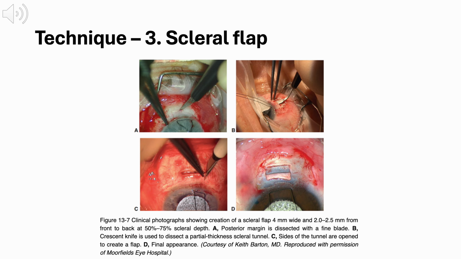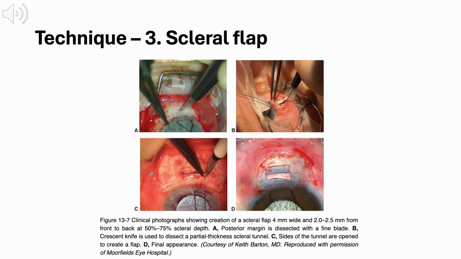These images walk through the creation of the scleral flap in real time. You can see how the posterior edge is first outlined with a fine blade, establishing the depth and direction of the dissection. A crescent knife is then used to create the partial thickness tunnel, which is gradually opened laterally to form the flap. The final image shows the completed flap sitting flush and ready for the sclerostomy beneath it.